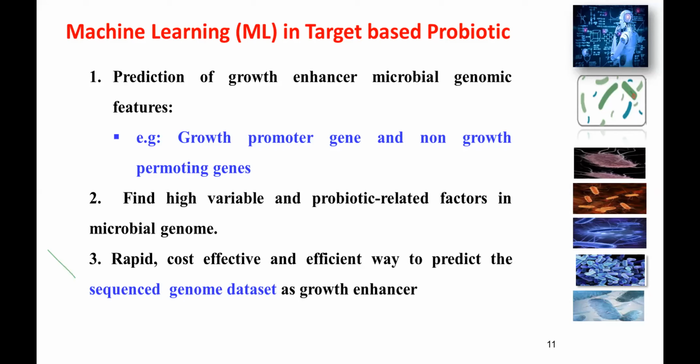You can also find highly variable and non-growth bacterial factors in your microbial genomic data. Machine learning can be used on any type of sequenced genome to find the growth enhancer.